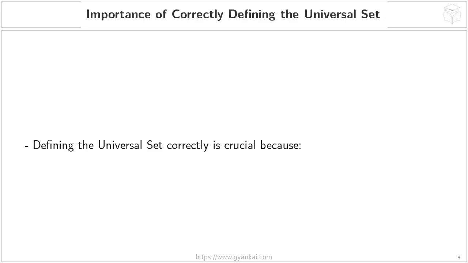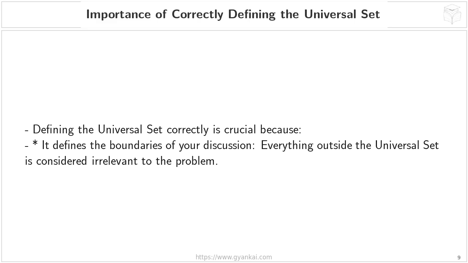Importance of correctly defining the universal set. Let's move on to slide 9. This slide highlights why getting the universal set right is so important. It's not just a formality, it directly impacts your ability to solve problems correctly. The slide starts by stating that defining the universal set correctly is crucial, and then it gives us 3 key reasons why. First, it says that the universal set defines the boundaries of your discussion.